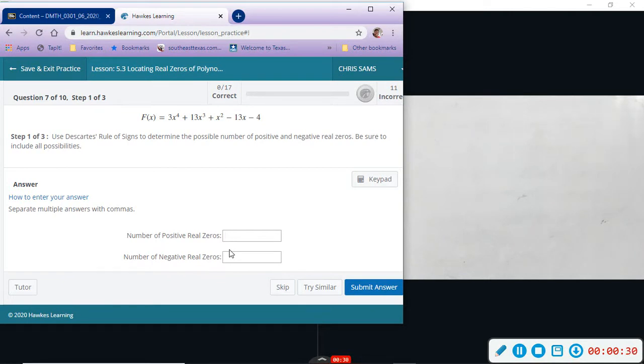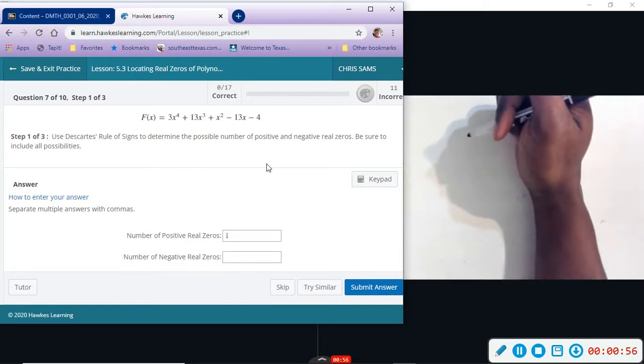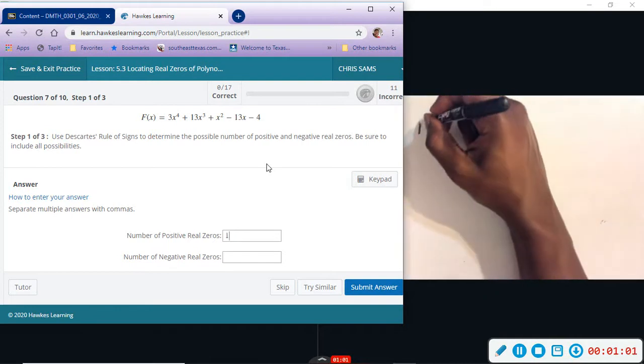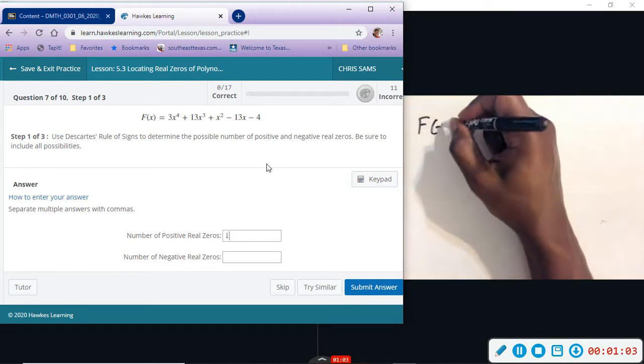Alright, so we first want to find the number of positive real and negative real zeros. So we have to count how many times the sign changes. Positive, positive, positive. So the sign has not changed. It went to negative, so that's 1, and then it stays negative. So there's 1 possible positive real zero. Alright. And then when we go to the negative side, we're going to be plugging in a negative x.